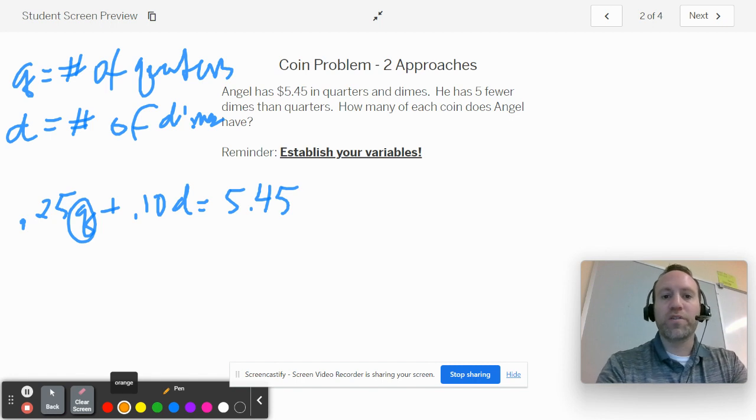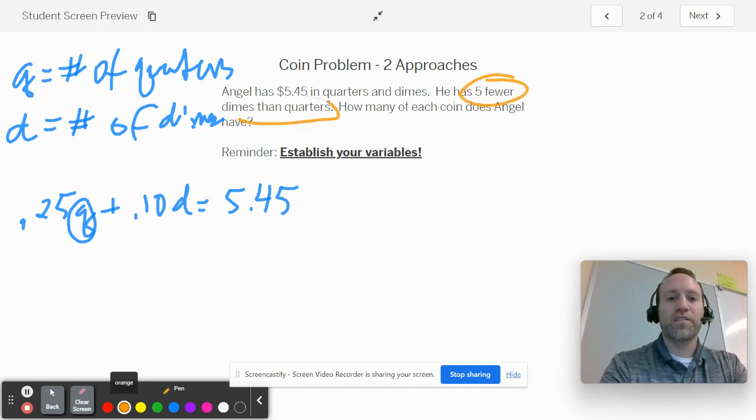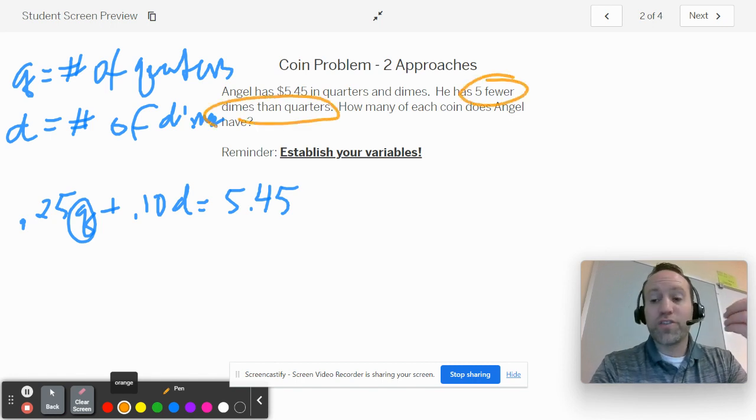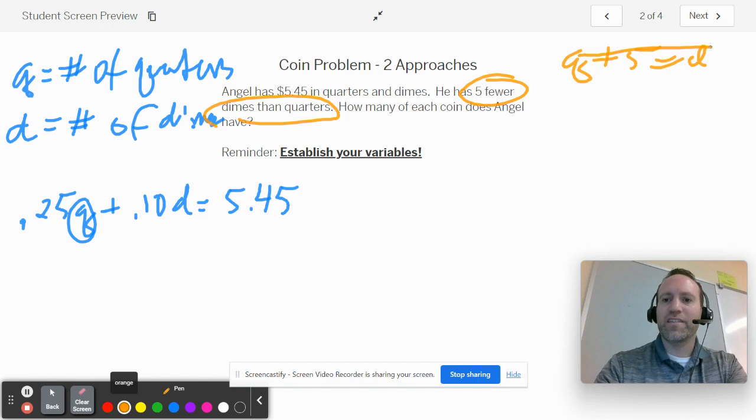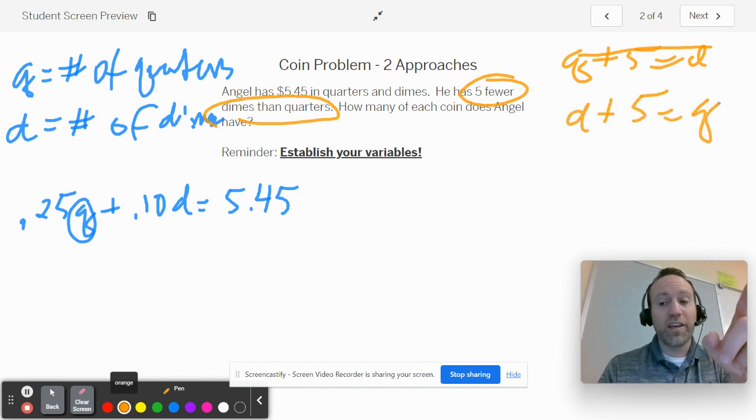The other thing that we do know is that we have 5 fewer dimes than quarters. So I have to ask myself, is this going to be Q plus 5 is equal to D? So am I going to add 5 to my number of quarters to get my number of dimes? That doesn't make sense, right? Because we have less dimes. We have to add 5 to our number of dimes to get our number of quarters.